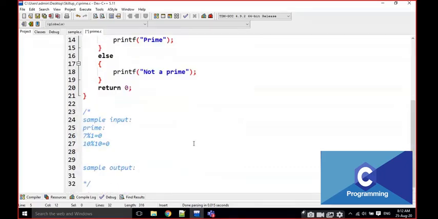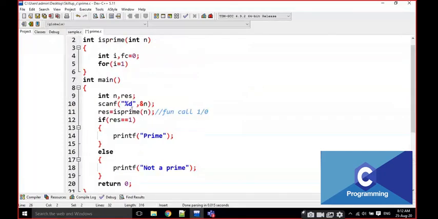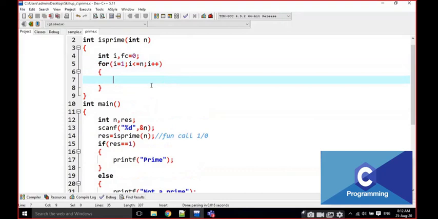Okay. Now I am going to write a loop here for i is equal to 1. I am going to start at 1 here, right? That's why I am writing for i is equal to 1, i less than or equal to n, i plus plus.